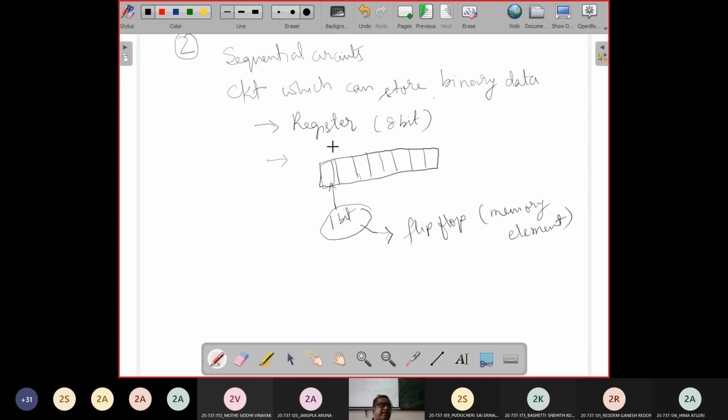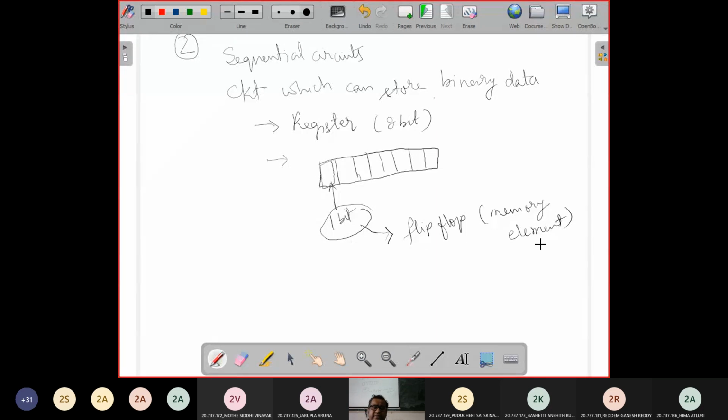So my register is a collection of flip-flops together. I said every square here is storing 1 bit of information, and I am referring to it as a flip-flop. So a register is nothing but a set of flip-flops connected together. In order to have an 8-bit register, I connect 8 flip-flops together like this so that I will be able to store 8 bits of data.